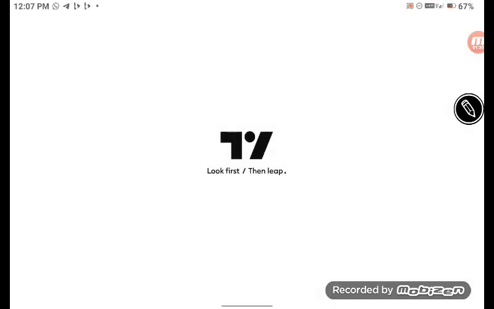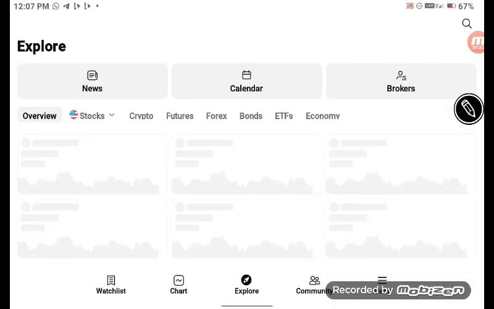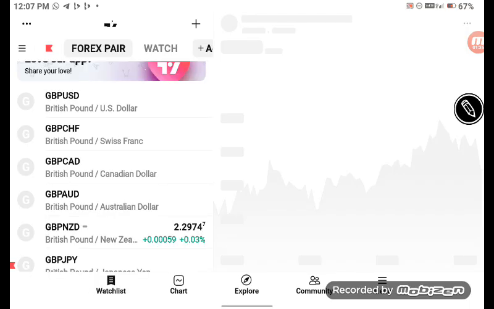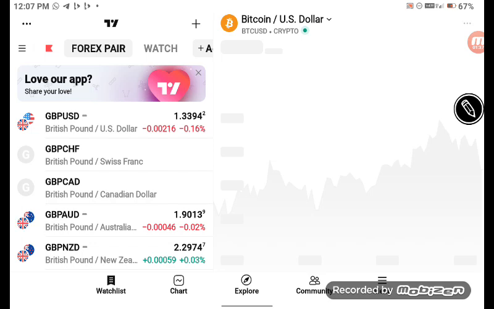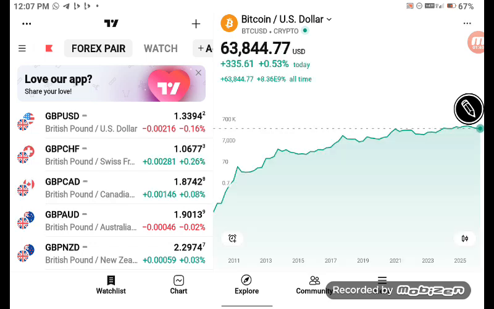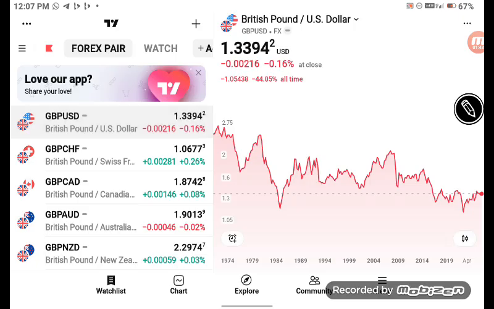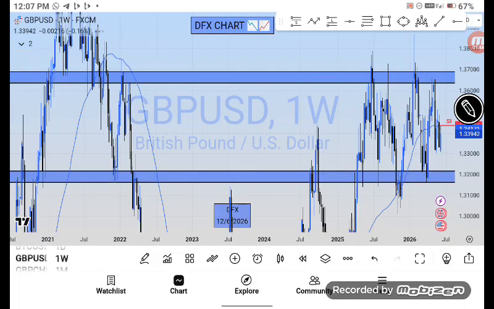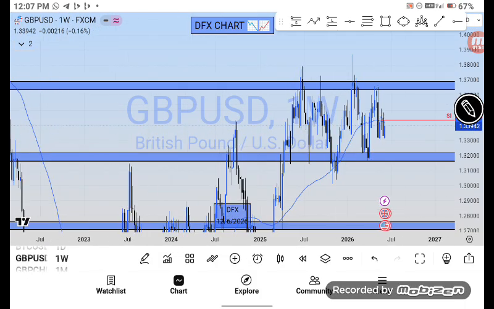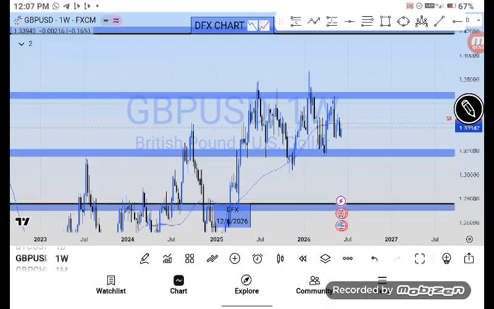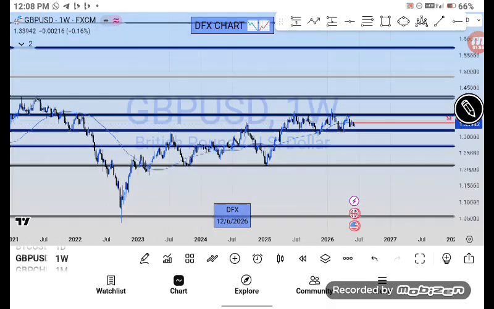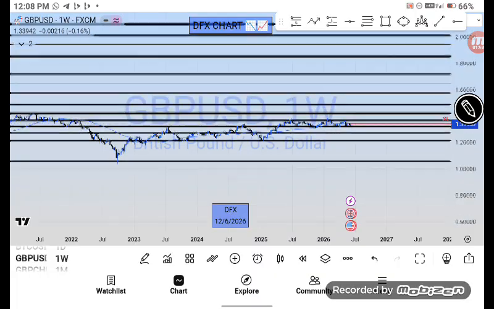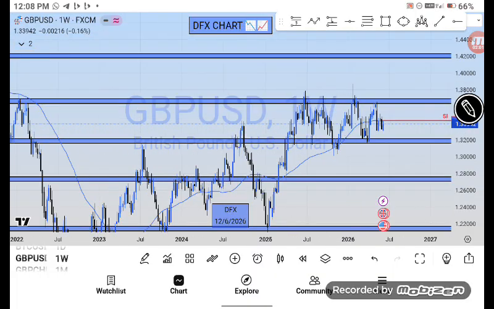All right, TradingView. So if you want to draw your key levels, you don't need to force levels before you draw them. Just draw what you see that is obvious. Now what we're going to be using is GBP USD on a weekly time frame. And as you can see, I have a series of key levels drawn. You just draw what is obvious.